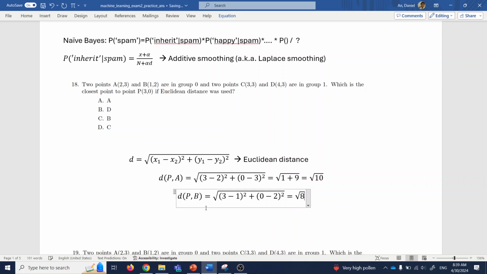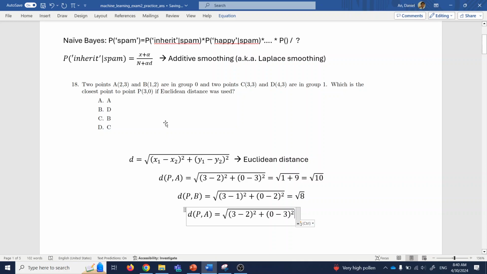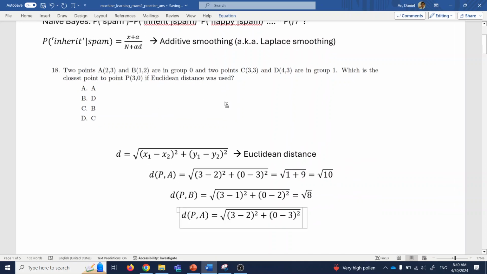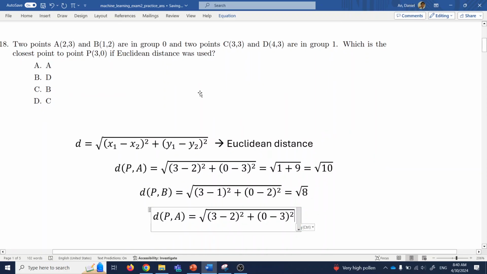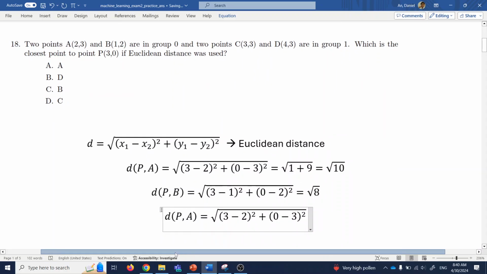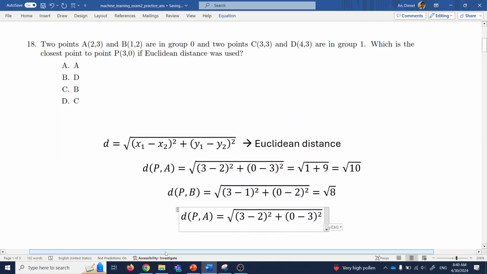You said we're looking for the closest distance? Yeah, that's why the question is asking. Oh, sorry, it's hard to see, right? Yeah. Okay. Can you see it now? Yeah. All right. So it's looking for the closest distance.